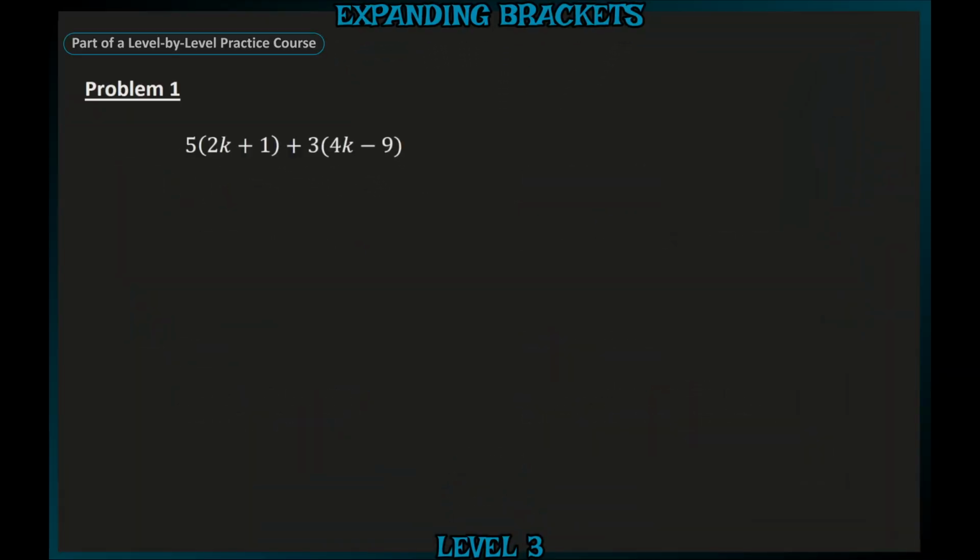In problem 1, we're expanding and simplifying this expression. Now, since we have two separate brackets, we're going to expand each bracket one at a time and then collect the like terms to simplify afterwards.